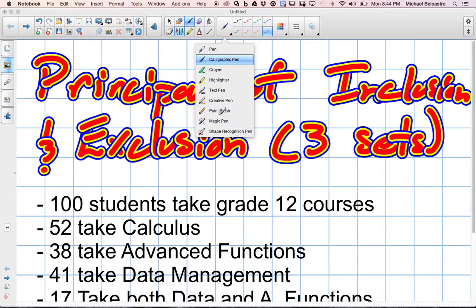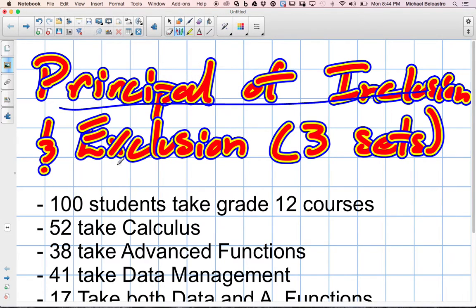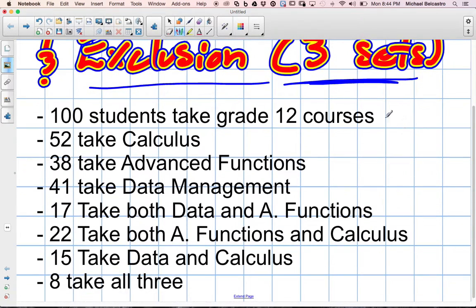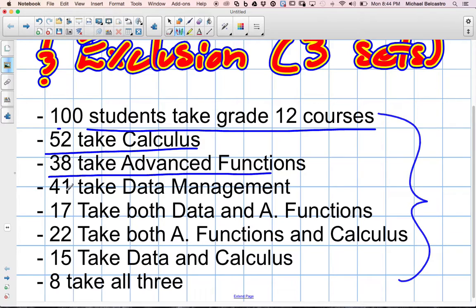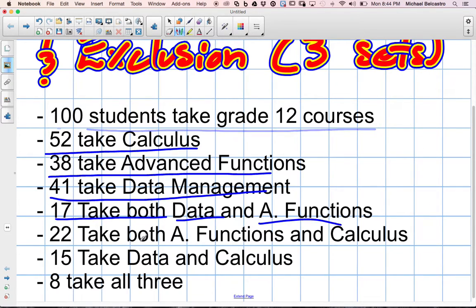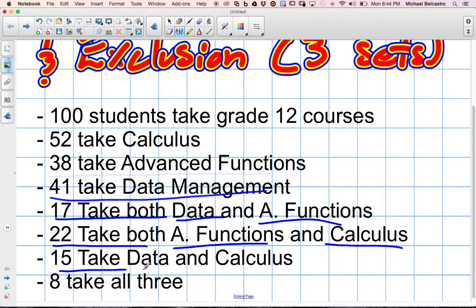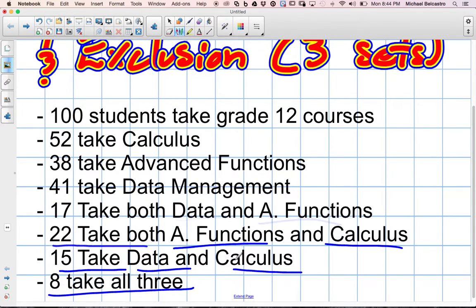We'll look at the principle of inclusion and exclusion with 3 sets of information. So they've given us a ton of info. It was in a word problem, so we just kind of picked it out. There's 100 students taking grade 12 courses. 52 take calculus, 38 take advanced functions, 41 take data, 17 take both data and advanced functions, 22 take both advanced functions and calculus, and 15 take data and calculus. 8 take all 3. We're going to set all of them up.